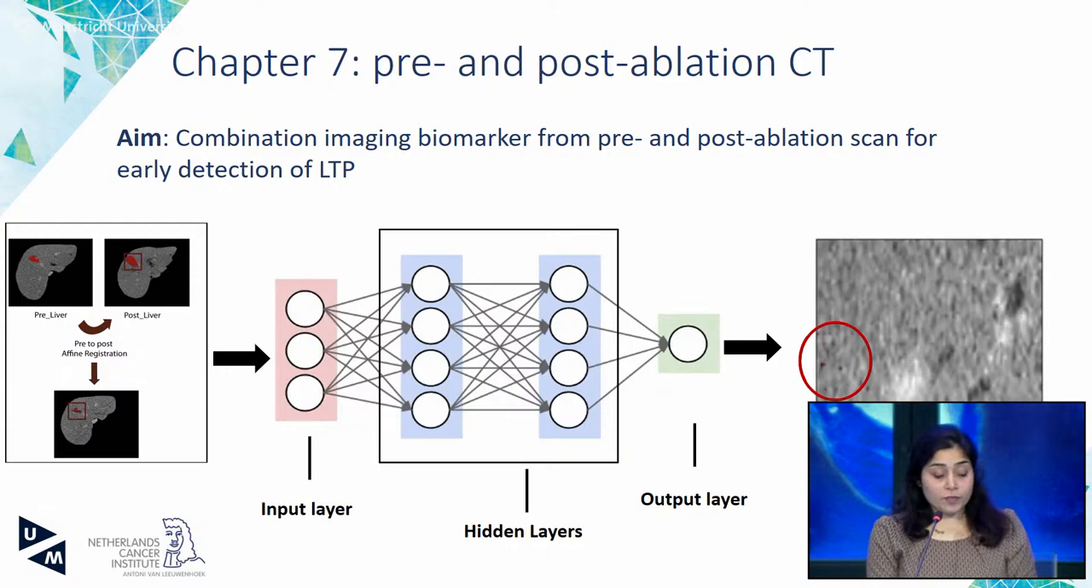After we build this model, the interpretation of the output shows that in the area of the red circle in the right part, the area around the ablation zone was highlighted as the area for prediction of LTP in the patient who had LTP. So it can be really useful if we can interpret the result, if we can see that the model makes the prediction based on this region, and it can be really useful in the follow-up after thermal ablation.